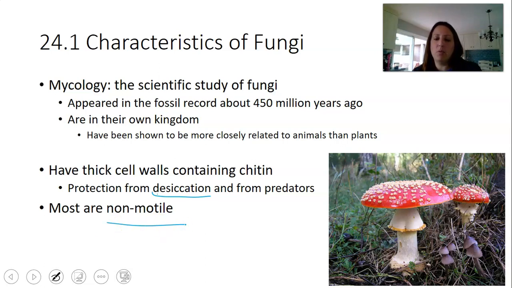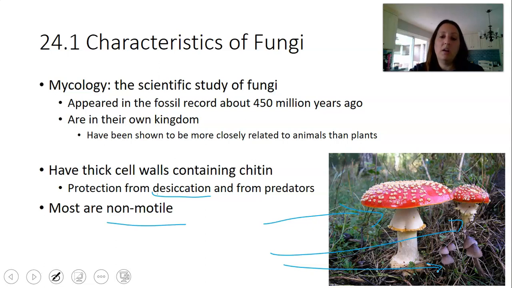Okay, so they're not going to be moving around at all. There is one phylum that does not follow that rule, but most are non-motile. Okay, you can see right here we've got some fungi. We've got a couple of Basidiomycota, and we even have a couple here, Basidiomycota. These are typical mushrooms that you've probably seen. They have a typical cap and stalk. If you flip that cap over, you would find gills.